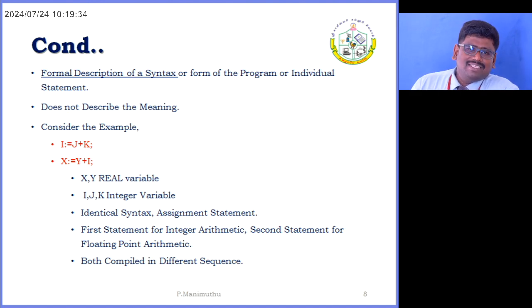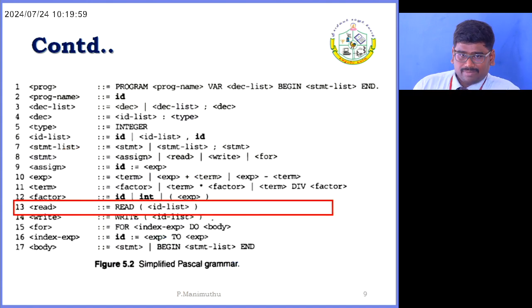Then consider the examples i = j + k and x = y + i. Here x and y are real variables, and i, j, k are integer variables. Both examples look identical, but the first one is for integer arithmetic and the second one is for real values, that is, floating point arithmetic operations. Even though they look identical, they are compiled into different sequences.